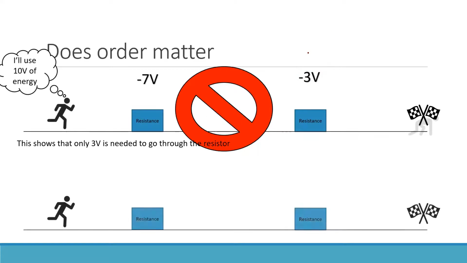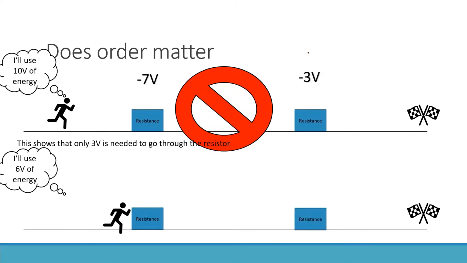So let's take a look at a different scenario. Down the bottom right, this guy is going to go through the circuit. He's going to use 6 volts instead. He's going to use 3 volts to get through the first one and 3 volts to get through the second one. And that makes a lot more sense. That would work.